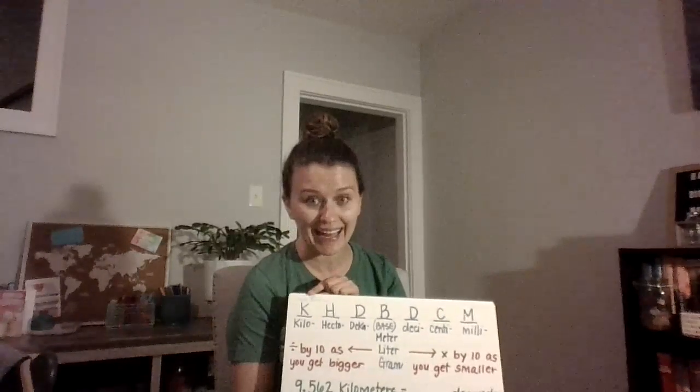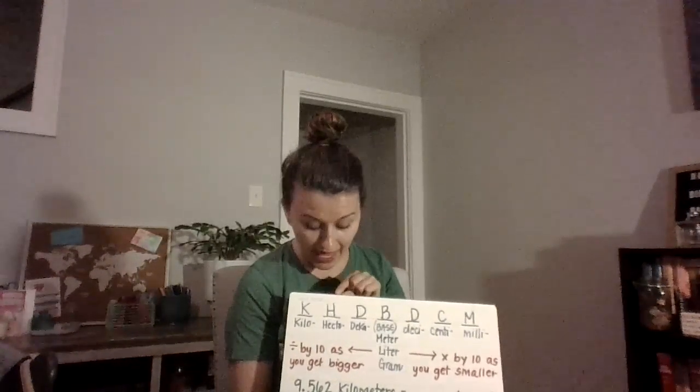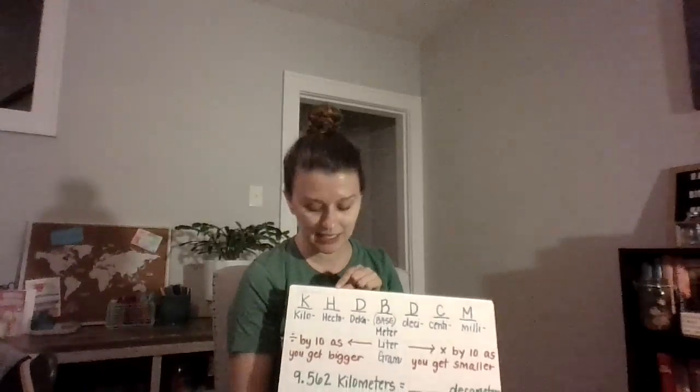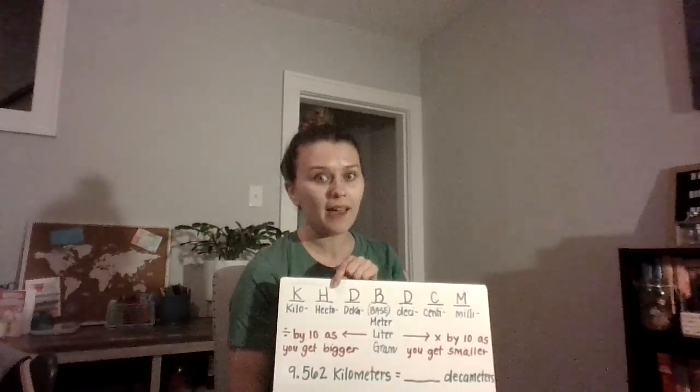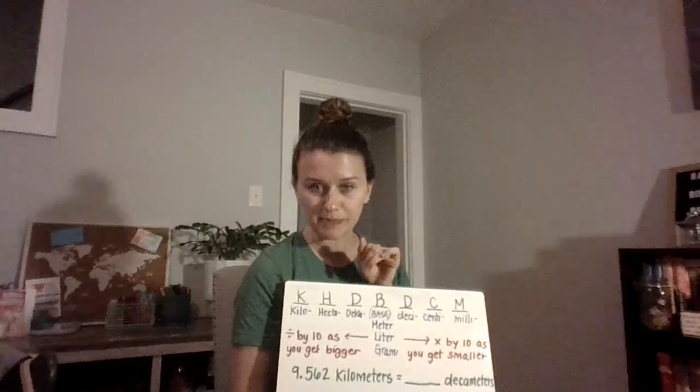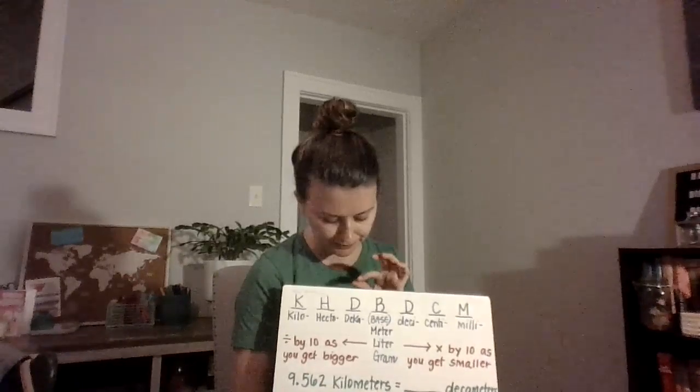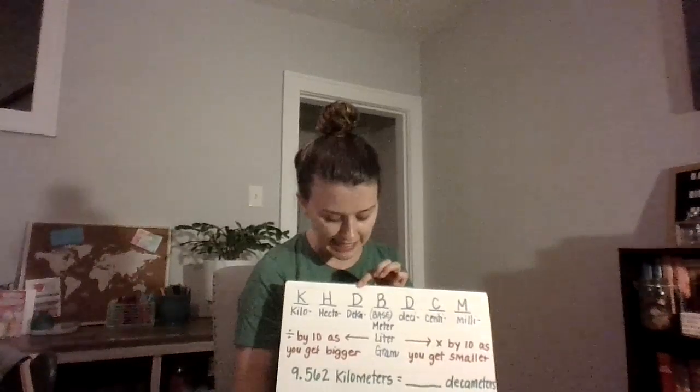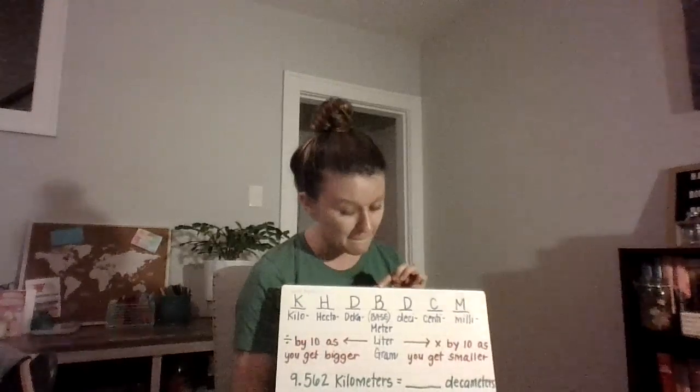King, K, stands for kilo. Henry, H, stands for hecto. And this is all on your math warm-up slide. There's a picture of this. Died, D, stands for deca.